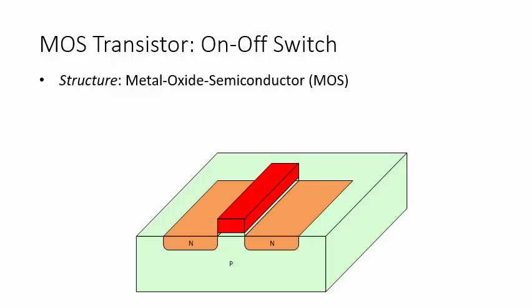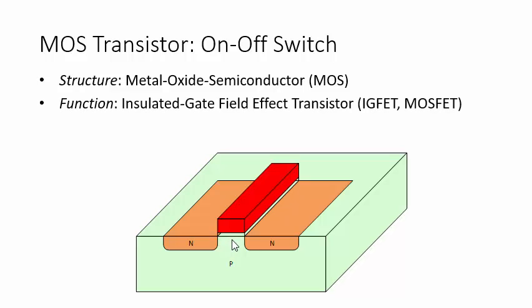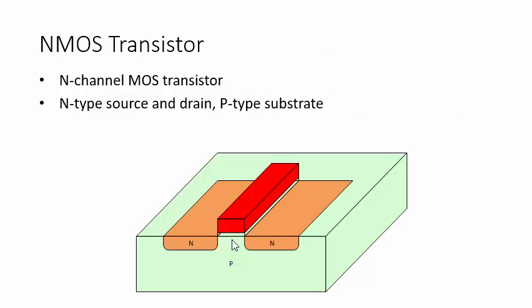The letters MOS refer to the structure of the transistor: a metal gate, a thin oxide insulator, and a semiconductor channel. Another name for this device is insulated gate field effect transistor, or IGFET, or MOS field effect transistor, MOSFET. This particular transistor is the NMOS type, or N-channel MOS transistor. It is fabricated in a P-type silicon substrate and has an N-type source, N-type drain, and gate.